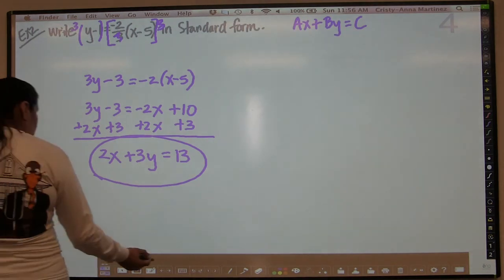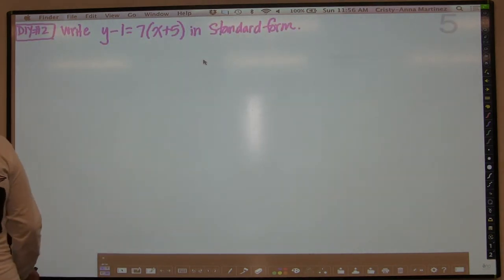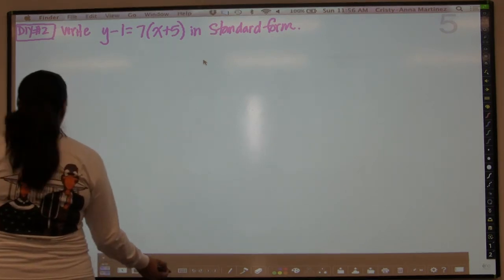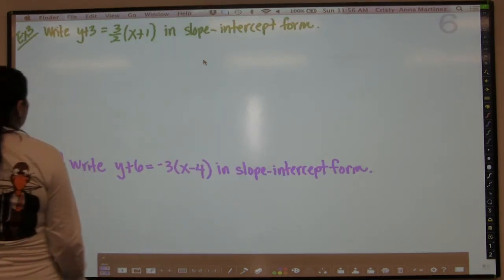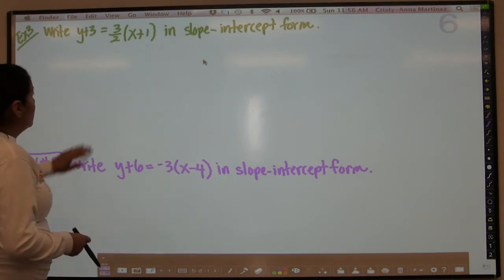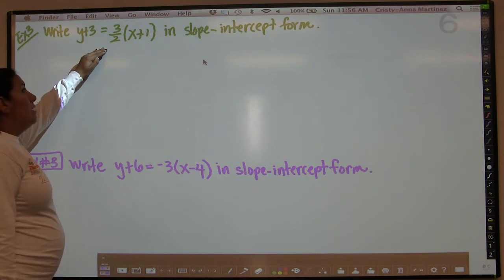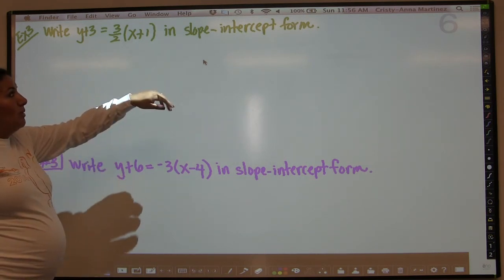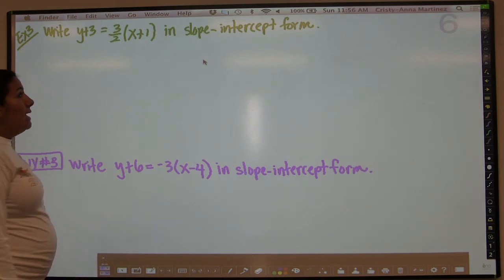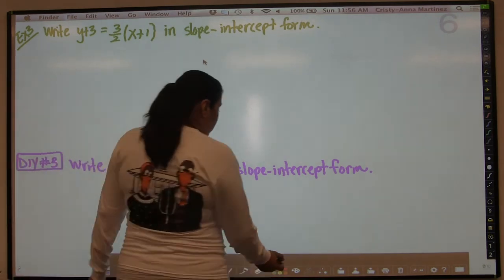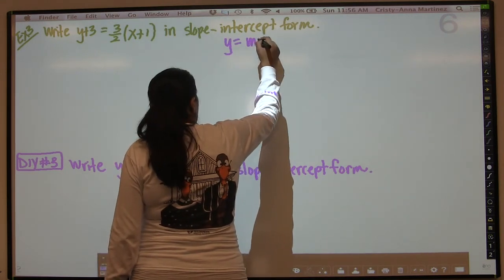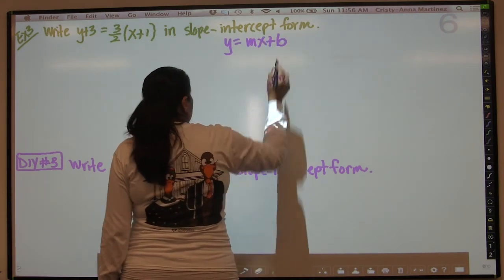Now I want you to try this little one on your own. And then we're going to move on to a very similar question. Again, we are starting with point slope form. This is point slope form. But they want us to write it or transform it to slope-intercept form. This is actually a lot easier than the previous one. But again, I want to remind you, slope-intercept form, if you have forgotten, is y equals mx plus b.